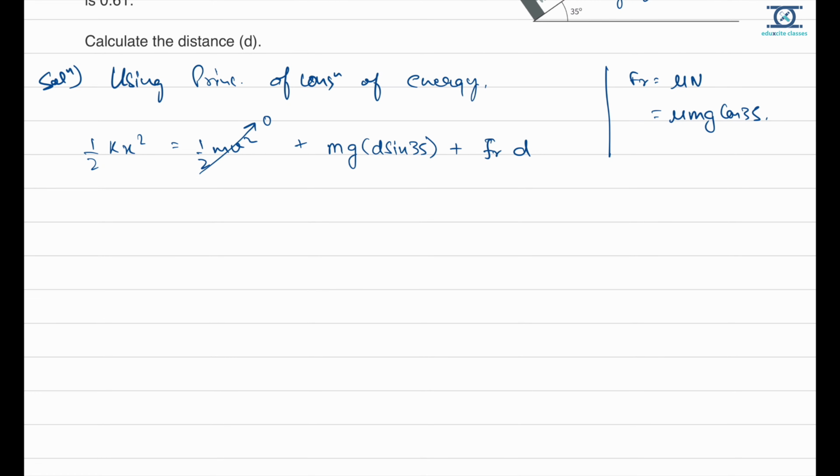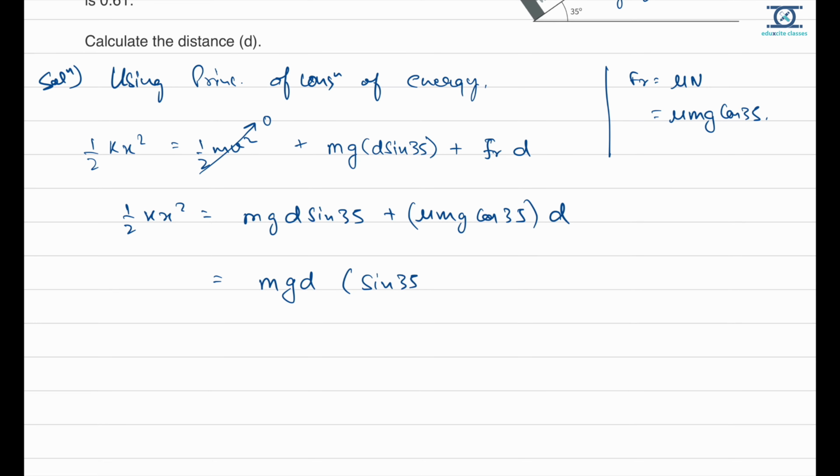So if I place all the values, half k x square equals mg d sine 35 plus nu mg cos 35 times d, this is friction times d. Now if I take mgd common, this is sine 35 plus nu cos 35 equals half k x square, right?